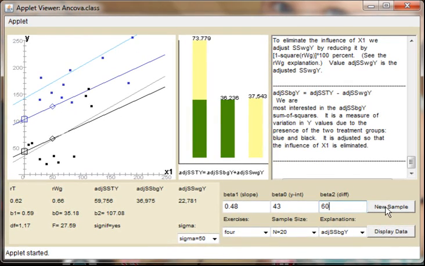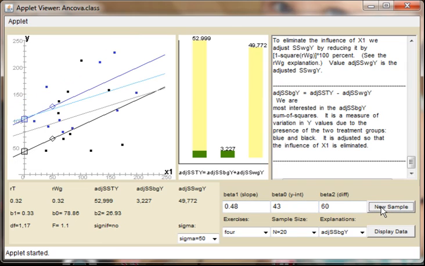Okay, pressing this new sample button will draw a new sample from the same population. Okay, so notice that I set sigma to 50 and beta 2 is equal to 60. Okay, beta 2 is definitely non-zero. And here, we do conclude that this model is significant based on this sample. If we choose a new sample, notice that the significance is now no.